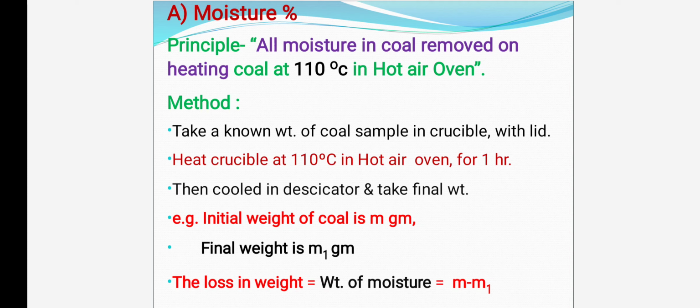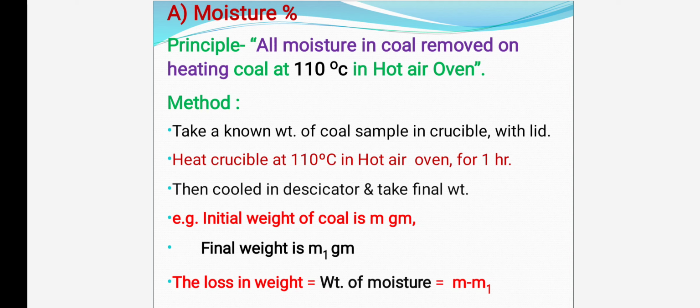Now you might be thinking why we are not taking the weight immediately once we remove it from the hot air oven. Dear students, before keeping it in the hot air oven, we took the weight of the coal sample, right? And at that time the temperature of the crucible as well as the coal was equal to room temperature. So after 60 minutes treatment, you are not free to take the weight immediately. Under hot conditions you will not get the correct weight. So again you have to bring that crucible to room temperature, for which you keep it in the desiccator, and then you can take the weight. That time you will get the correct weight.